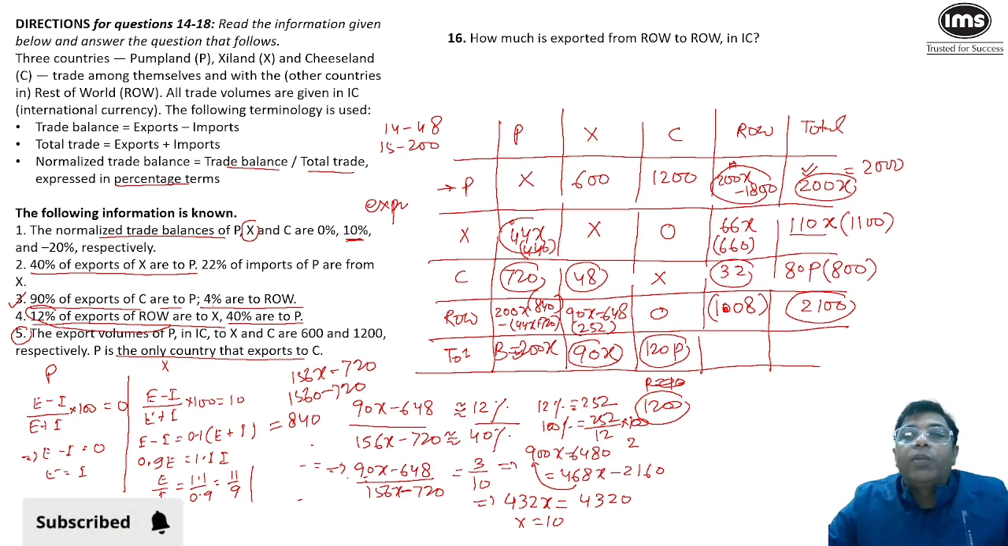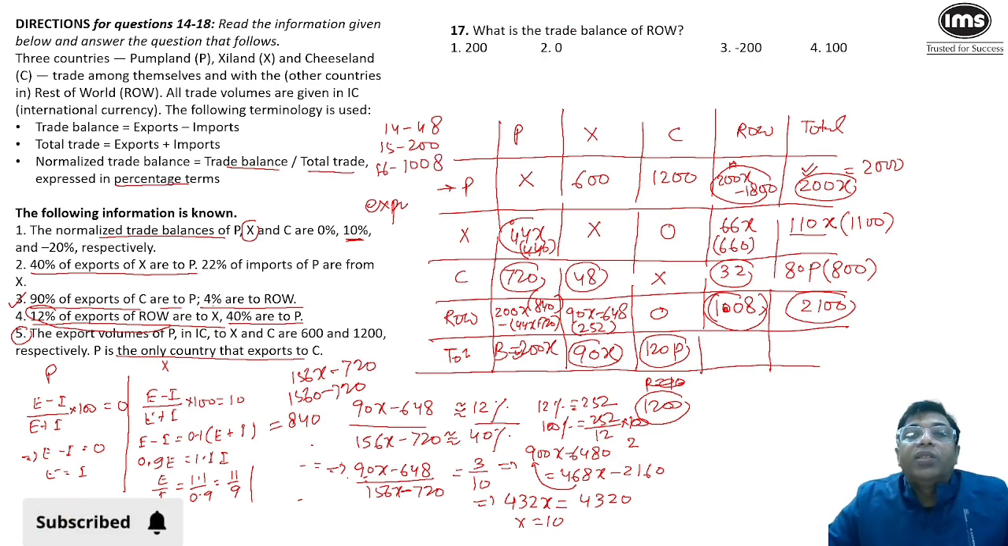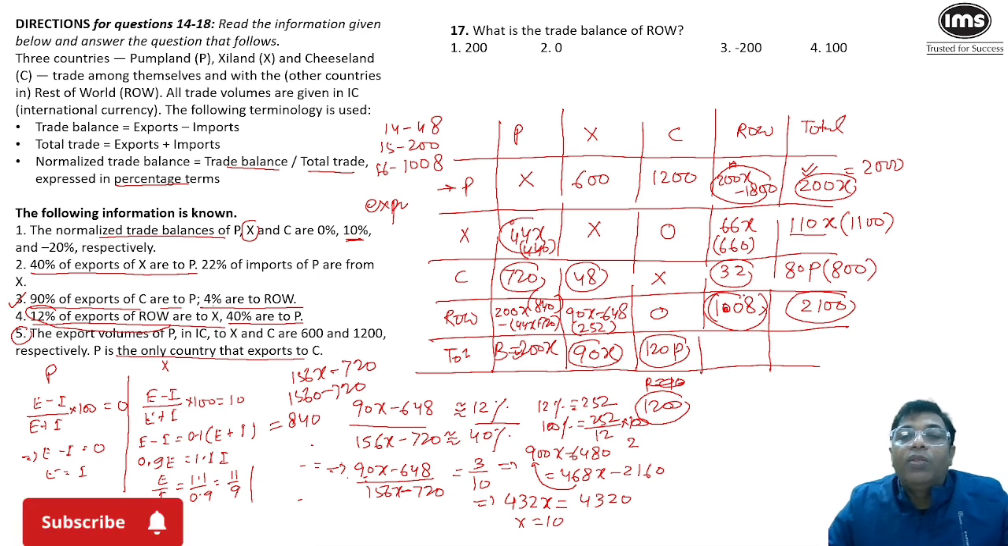How much is exported from ROW to ROW? Now we know this value is 1008. So for question number 16, the answer is 1008. Question number 17. What is the trade balance of ROW? Now the trade balance of ROW. Now export of ROW is 2100.